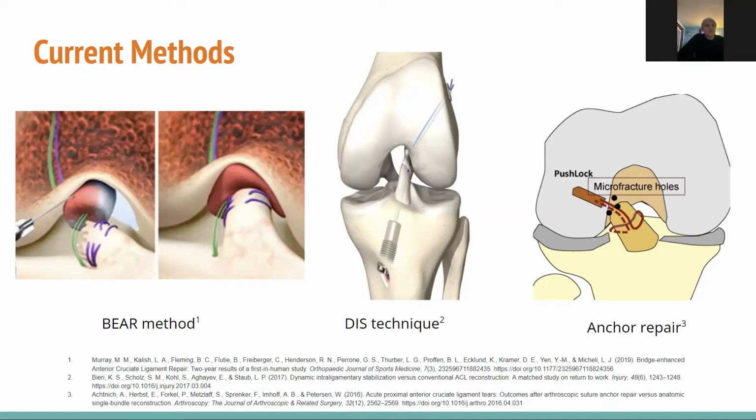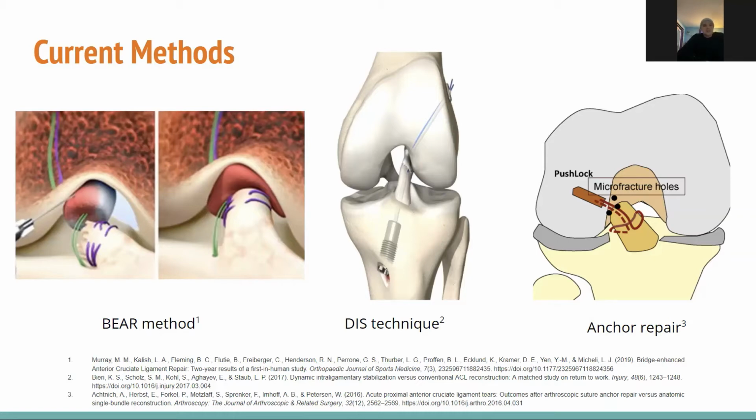First is the BEAR method, which stands for Bridge Enhanced ACL Repair. This method involves suturing a collagen scaffold to the torn end of the ligament and suturing it in place through the ligament and also through the bone. It is then secured by a cortical button for extra stabilization. The scaffold is then saturated with the patient's blood to promote healing. The main issue with this is that the patient's tear needs to be in the center of the ligament in order to apply this method, so it has a very specific and small patient audience.